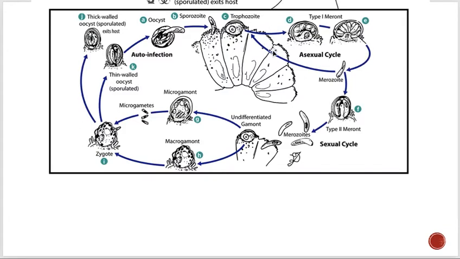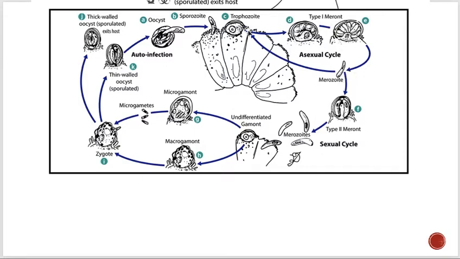It is called as what? Merogony, and that's why it is called a meront, right? So this is termed merogony. This asexual reproduction is called merogony. So ultimately, what they produce is merozoites. So remember, this is the type 1 meront, this is the merozoite.